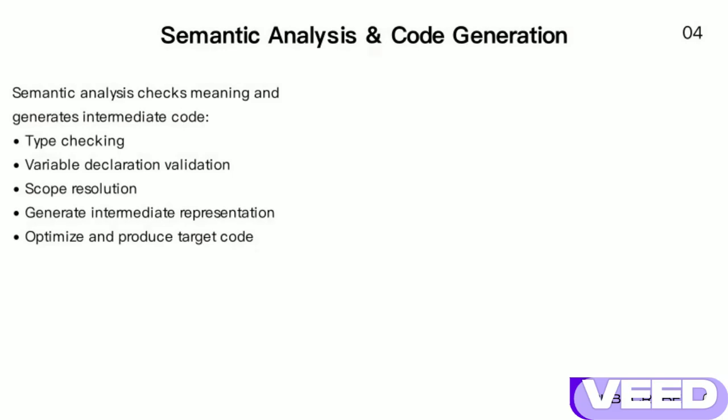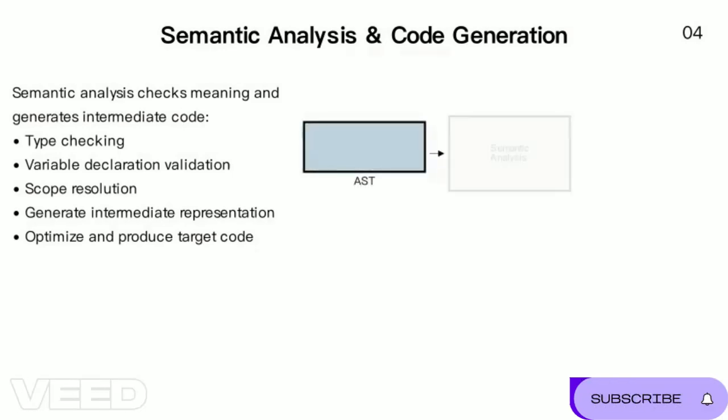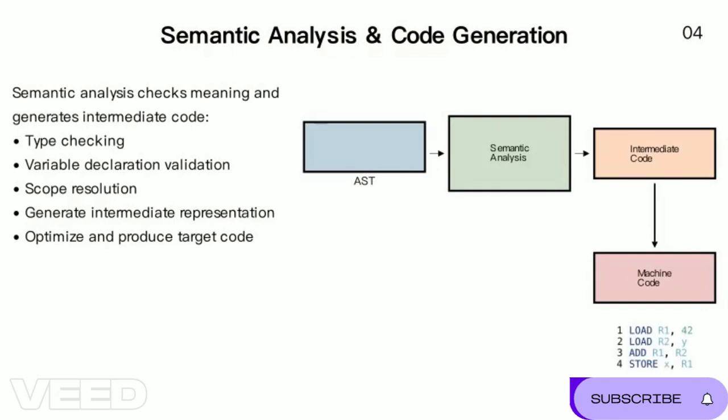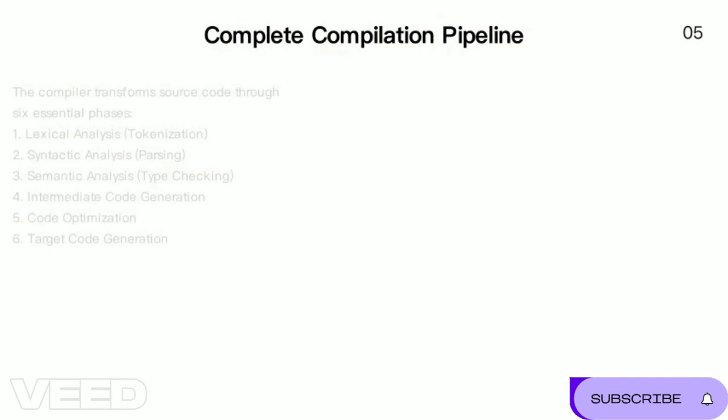Semantic analysis ensures the program makes logical sense by checking types, variable declarations, and scope rules. It then generates intermediate code, which is optimized before producing the final machine code. This multi-step process transforms high-level constructs into low-level instructions that the processor can execute directly. This completes our overview of compiler construction.